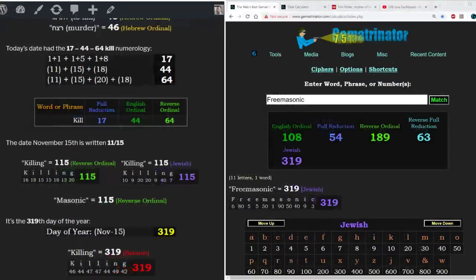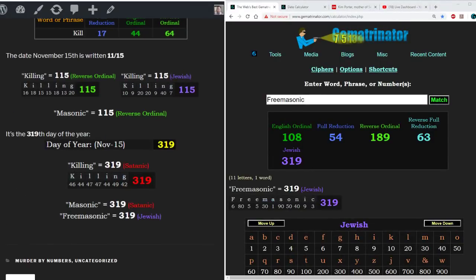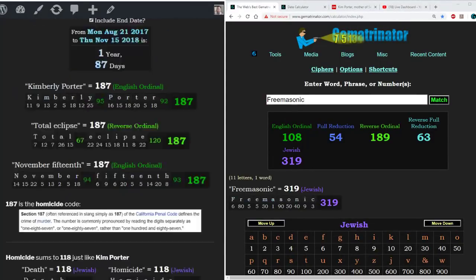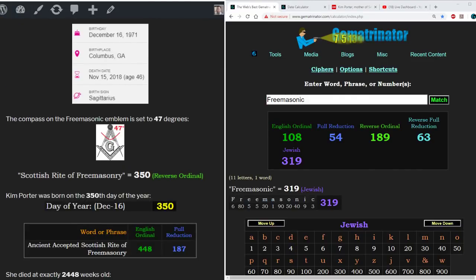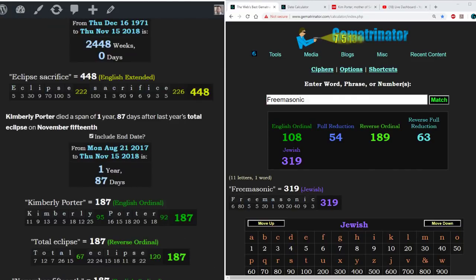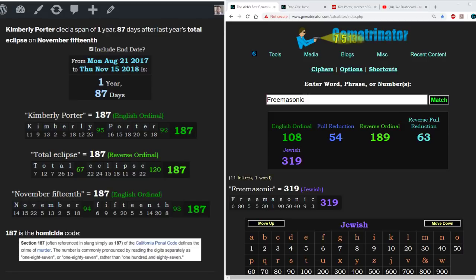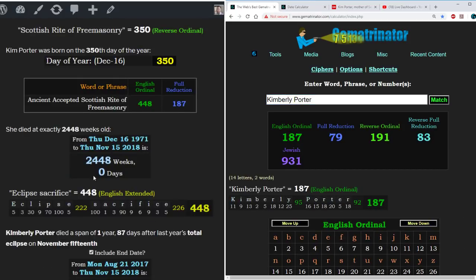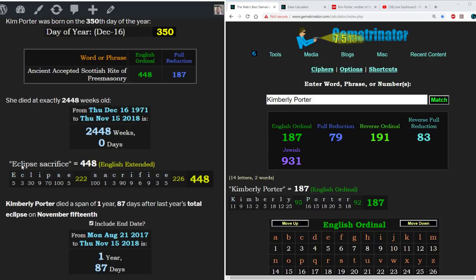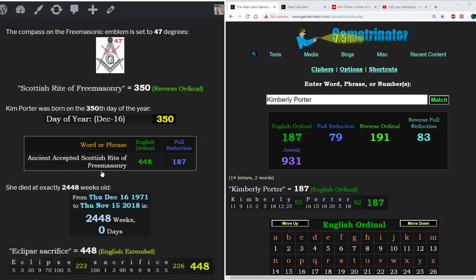And, you know, we knew that this date would have a significant celebrity sacrifice. Of course, you could argue there are more significant celebrities than Kim Porter, but the numerology speaks for itself. We knew that 187 was going to be significant to this, and what do you know? The name of the person dying sums to 187. We said it was going to be an eclipse sacrifice, and her age matches the gematria of eclipse sacrifice.